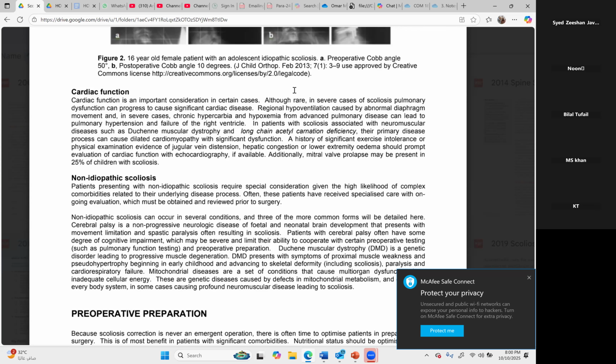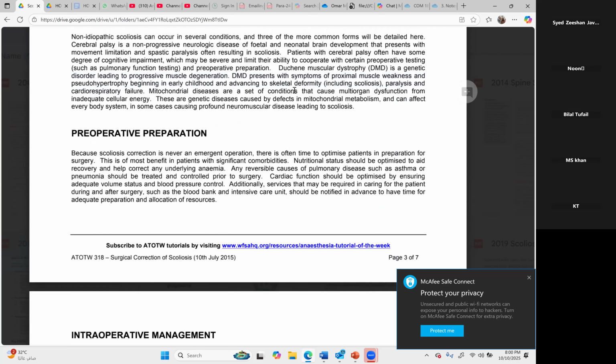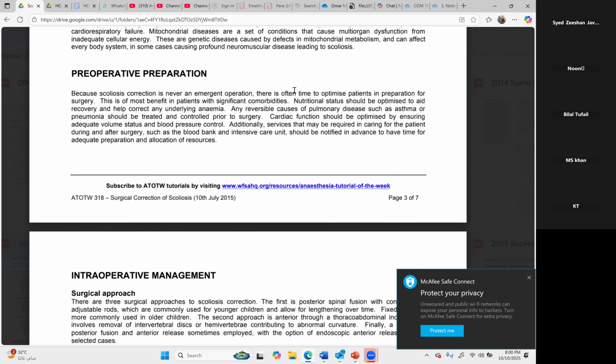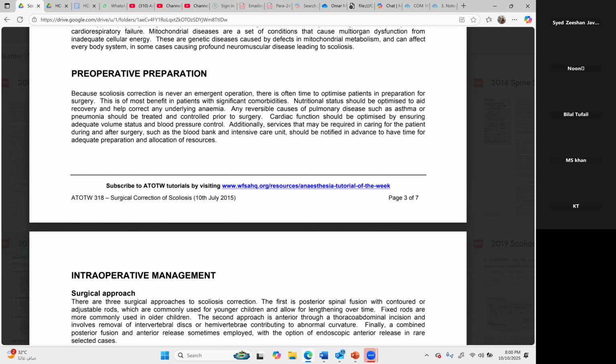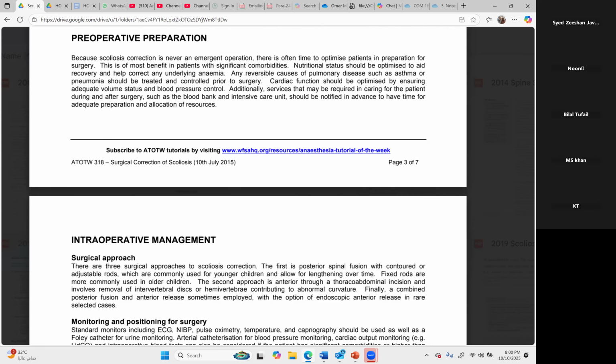Okay. So you will analyze all these things, and then you will see what the severity is. And usually, sometimes they do staged surgery, or sometimes they do total correction. Another thing, we will discuss neuromonitoring, and this preoperative preparation is never for an emergent operation. To optimize patients is of most benefit in patients with significant comorbidities. They have written some anemia correction, cardiac function if it is correctable.